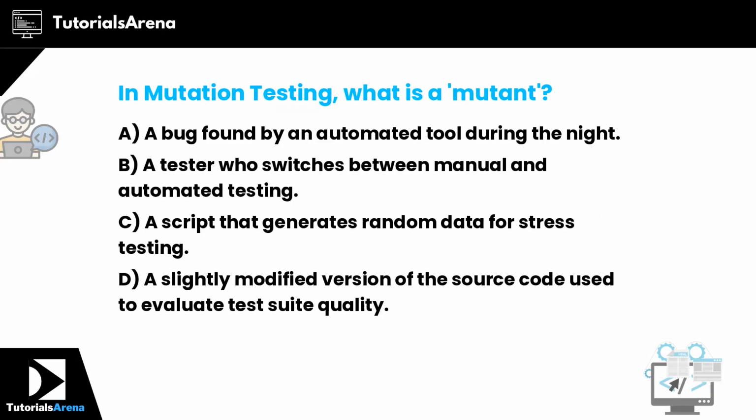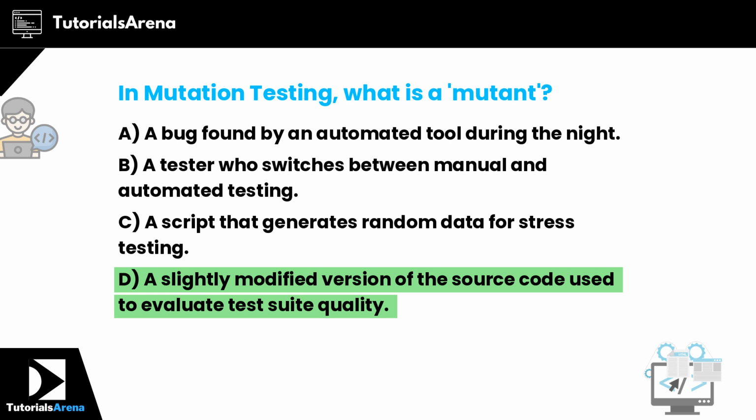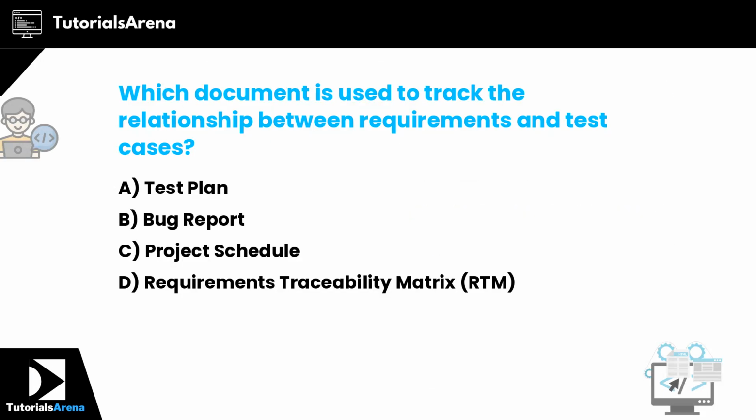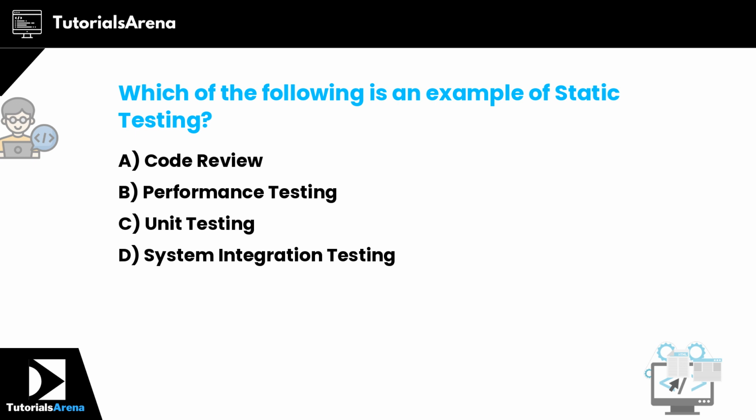In mutation testing, what is a mutant? The correct answer is option D, a slightly modified version of the source code used to evaluate test suite quality. Which document is used to track the relationship between requirements and test cases? The correct answer is option D, Requirements Traceability Matrix, RTM. Which of the following is an example of static testing? The correct answer is option A, code review.